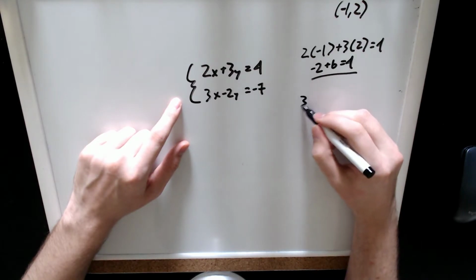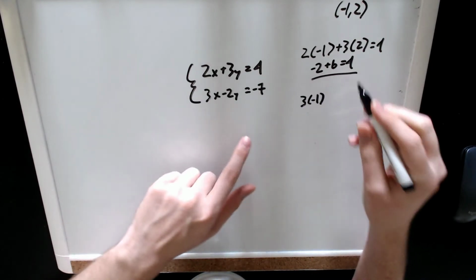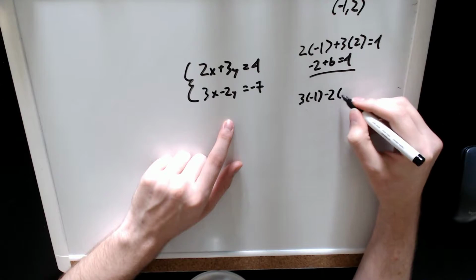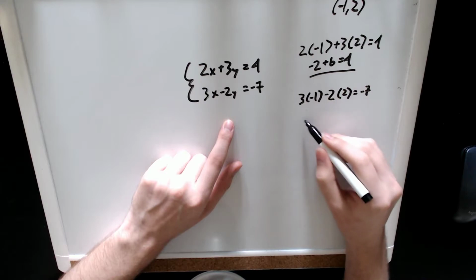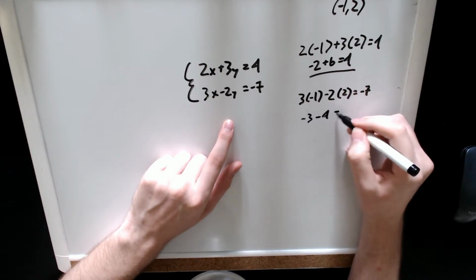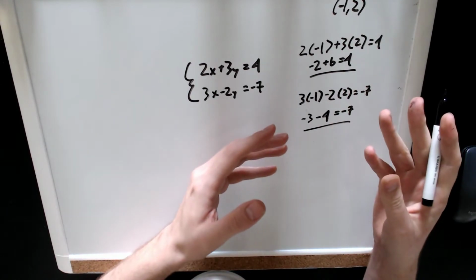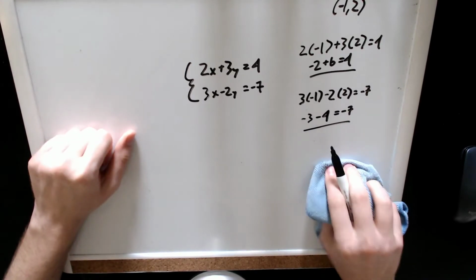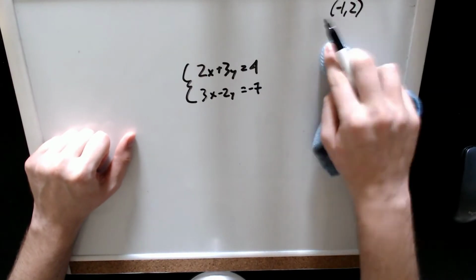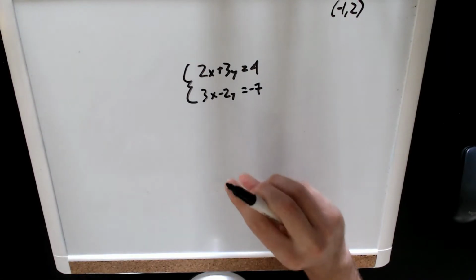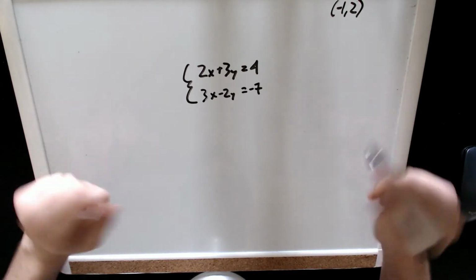Let's try this one. 3 times x, which is negative 1, minus 2y, which is 2, equals negative 7. Negative 3 minus 4 equals negative 7. That's true as well, right? So it works out. We've proven that these were correct, which is valuable in other function types, but I'm just showing you that it was in fact the answer that we were going for.